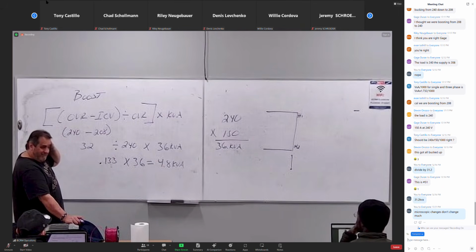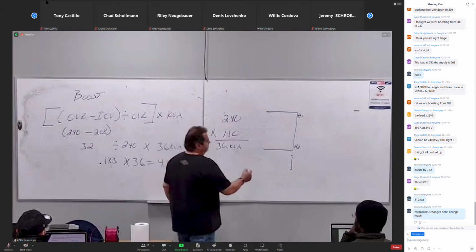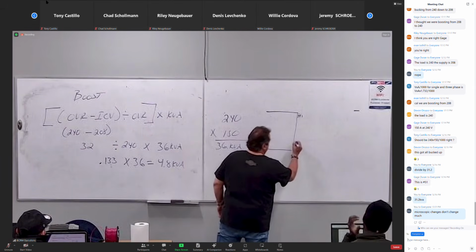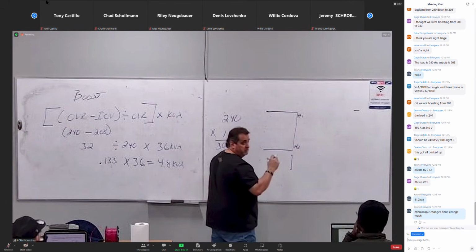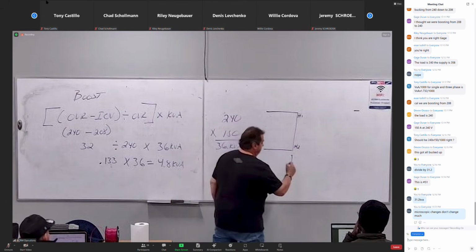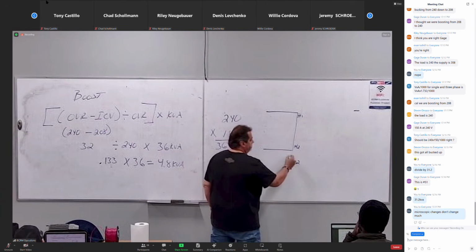Alright, cool. Thank you. Okay, so back to here. Here was the deal. Our transformer was 32 that we're bucking or boosting. This little coil does 32 volts. This little coil does the rest.